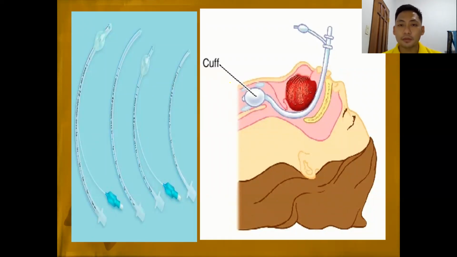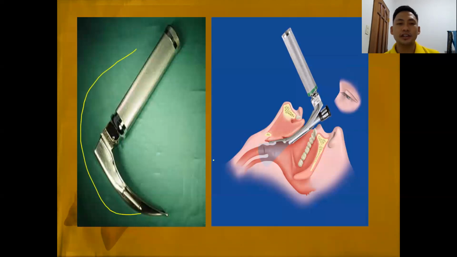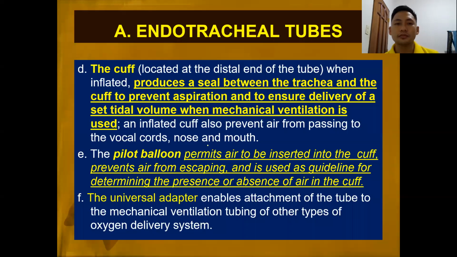So this is the cuff. Ang purpose ng cuff, of course, is to seal off the airway and prevent any aspiration. And this is the pilot balloon. This would help you determine whether the cuff inside is inflated or not. You can also check it before it is inserted. You check the integrity of the pilot balloon and the cuff. Of course, we need a laryngoscope. Stethoscope as well. The cuff, when inflated, produces a seal between the trachea and the cuff to prevent aspiration and ensure the delivery of a set tidal volume when mechanical ventilation is used.